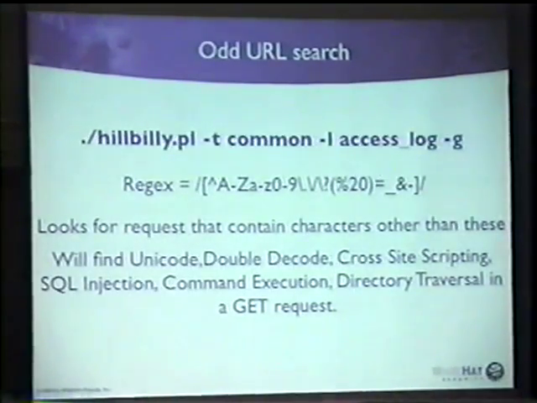So basically, it's going to look for a request that contains any characters other than those listed up there. So anything other than alphanumeric characters, a period, a question mark, %20 which is a URL-encoded space, some equal signs, underscores, ampersands, and dashes. Those are all the things that I said generally occur in most URLs. So if I'm getting anything that contains something other than these, it might be an attack. It pretty rapidly finds your Unicode, double decode, cross-site scripting attacks, SQL injection, directory traversal, all these things, assuming they're over a GET request.